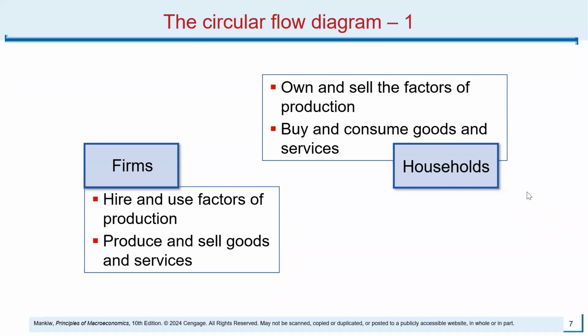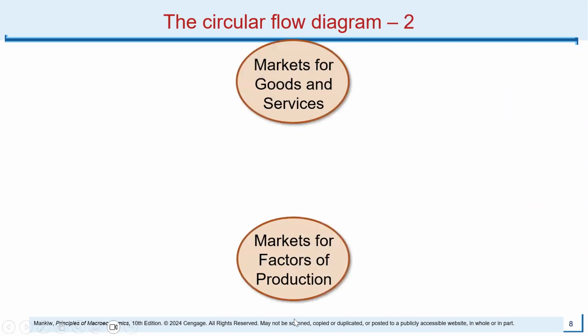When you lay out the key economic participants, you can start the next step. How do those market participants interact with each other? Here we just introduce two markets. One market is for goods and services, the goods and services that are produced in the economy. Another market is for the factors of production. This is the input for the production.